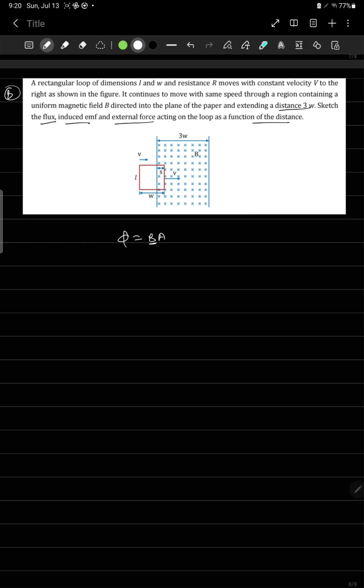B is increasing with a constant rate, or like area is changing, so the flux is changing. Okay, so you'll find that the flux is increasing at a constant rate. So now if we draw the graph, till when will the flux keep on increasing? The moment this entire loop fits inside the magnetic field region.